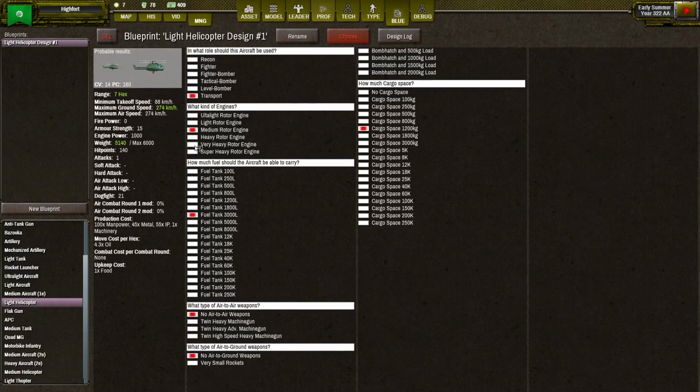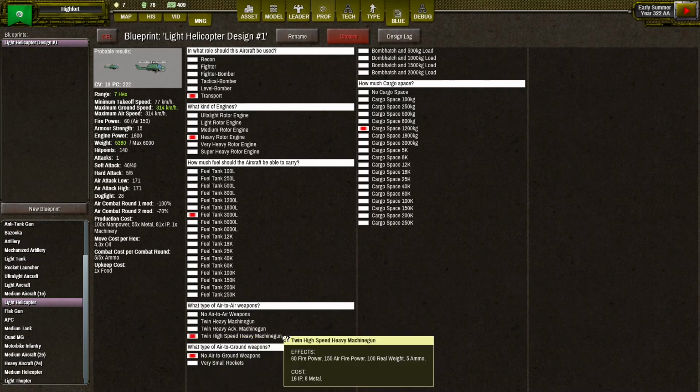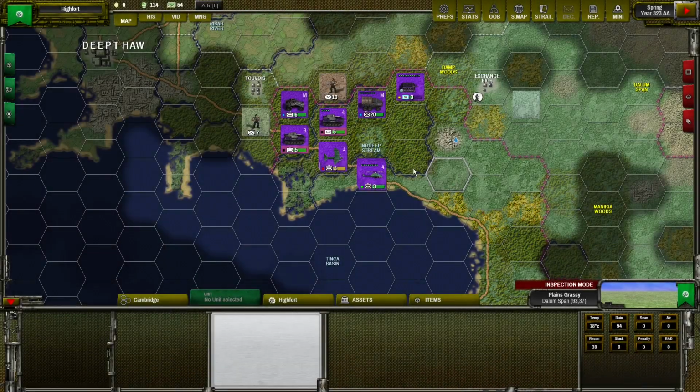Can we increase range by adding some? No, we cannot. So I think they can have some weapon. Why not? But now the range decreased. But if we also increase the engine, we compensate for that, so we can even get the maximum possible heavy machine gun. So the air attack will be 171, which is quite a good value. And dogfight is 28. So this helicopter can protect itself and our units that will be flying on it. So let's do it. Okay, I have played some rounds and now we have produced our helicopters.